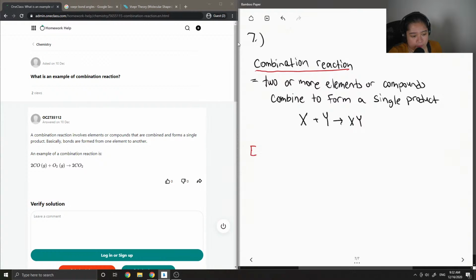So one of the examples could be iron solid plus oxygen makes iron oxide, also known as rust. Okay, so let's try to balance this equation.